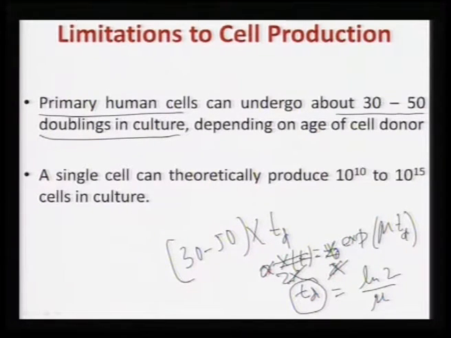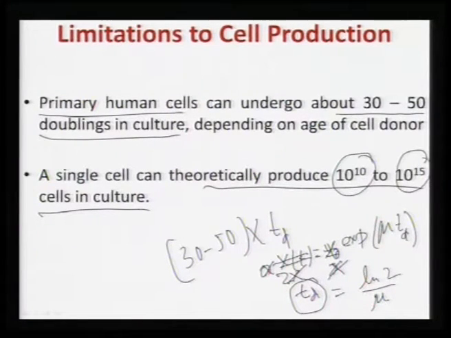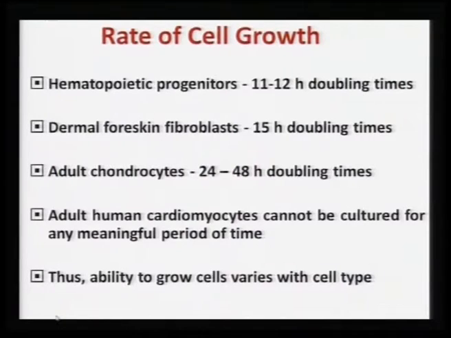Now, here it has been mentioned that 30 to 50 times doubling time is the total a cell can undergo, depending on the kind of primary human cells, and a single cell can theoretically produce 10 to the power 10 to 10 to the power 15 cells in culture. That is a huge number of cells that a single cell can produce, but that is theoretical, because many times these numbers may not be achieved in the real situation, depending on the culture medium.